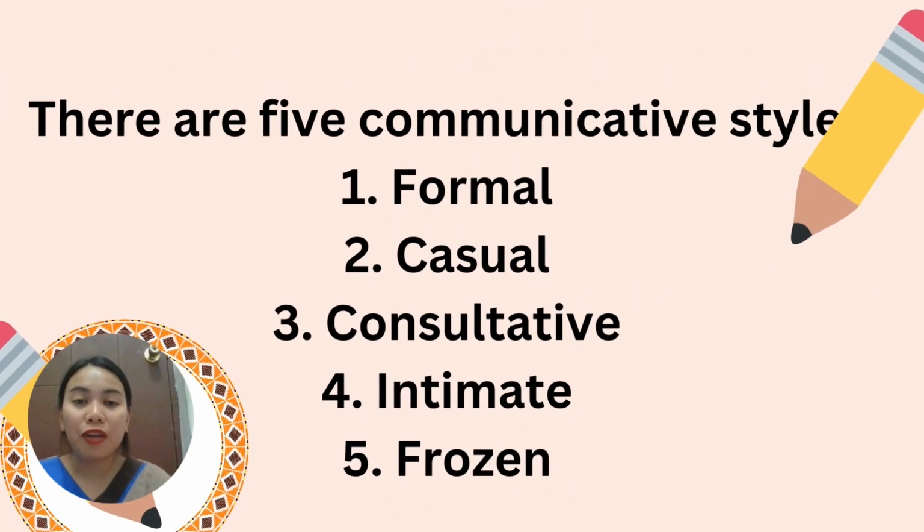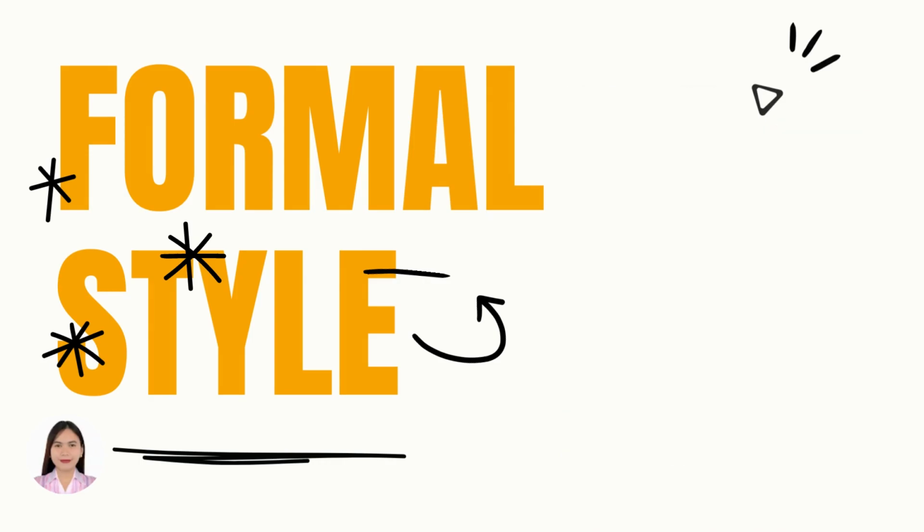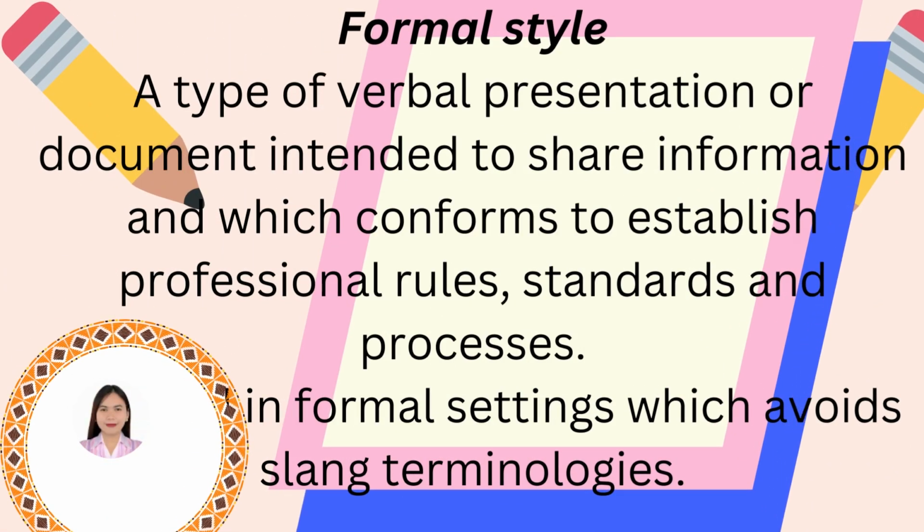There are five communicative styles. First, formal. Second, casual. Third, consultative. Fourth, intimate. Fifth, frozen. We have the formal style. Formal style, a type of verbal presentation or document intended to share information and which conforms to established professional rules, standards, and processes. It is used in formal settings, which avoids slang terminologies.